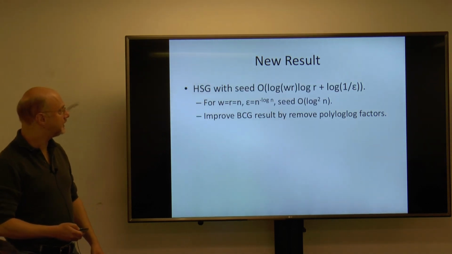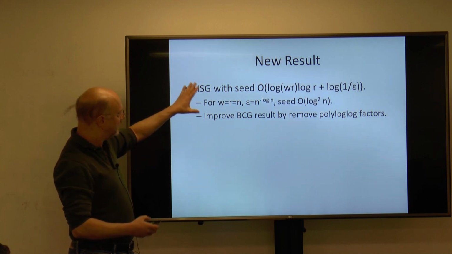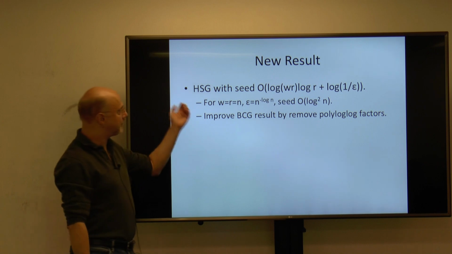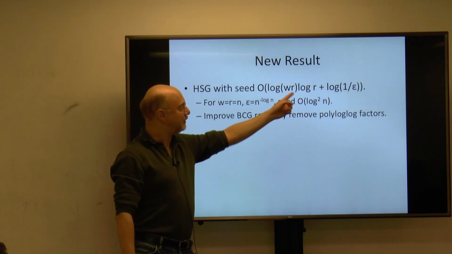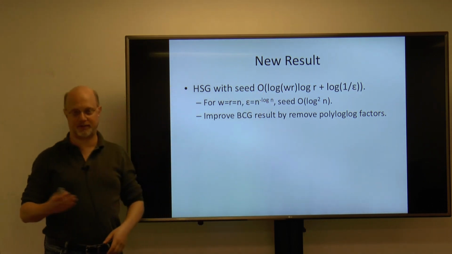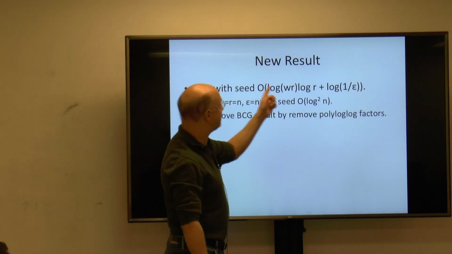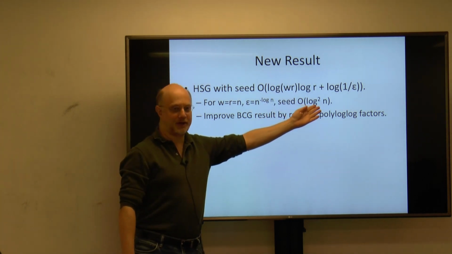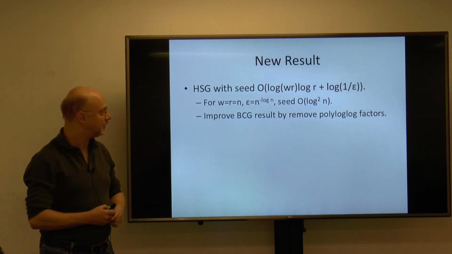So our new result is an improvement in many ways from this previous work. We remove the polylog factors from the construction of Mark, Gill, and Sumega. So now it's the same bound, except we just have a big O. Now we just need a seed of length order log squared n instead of O tilde of log squared n.